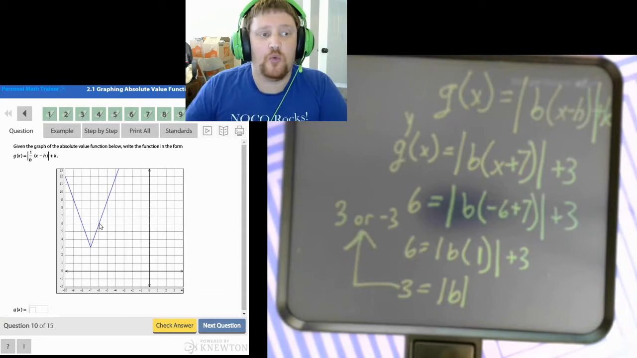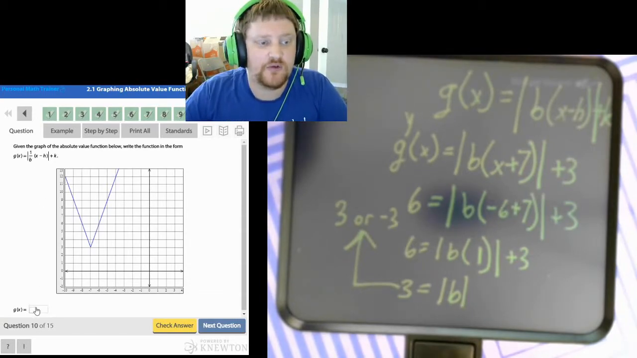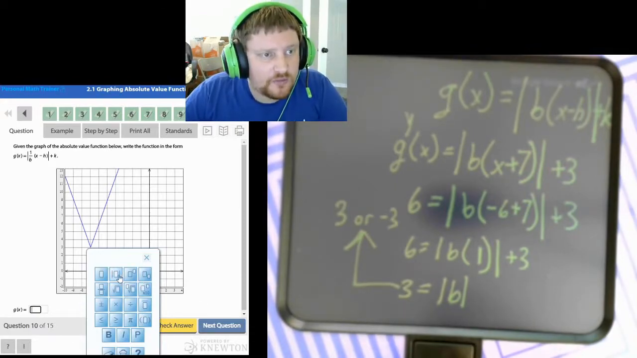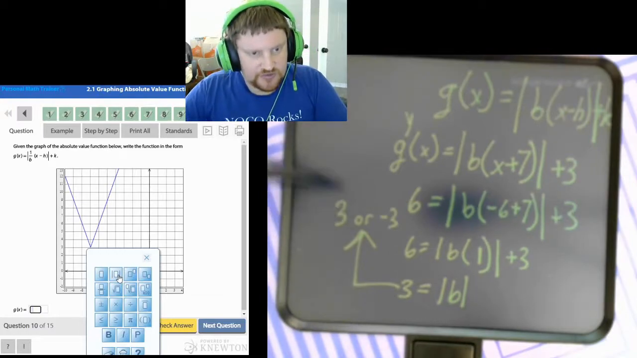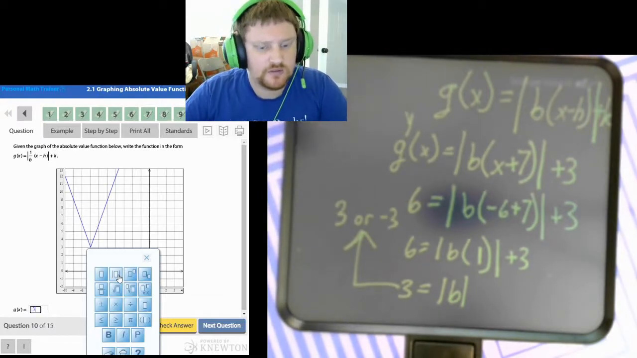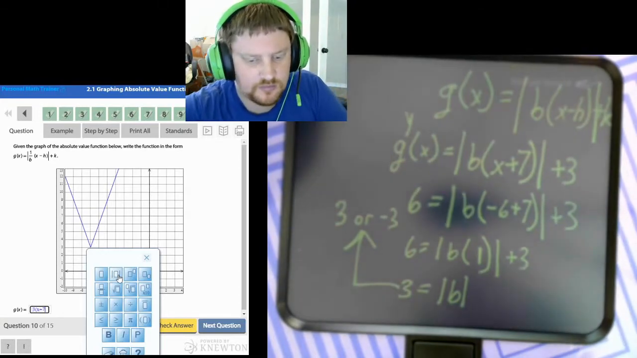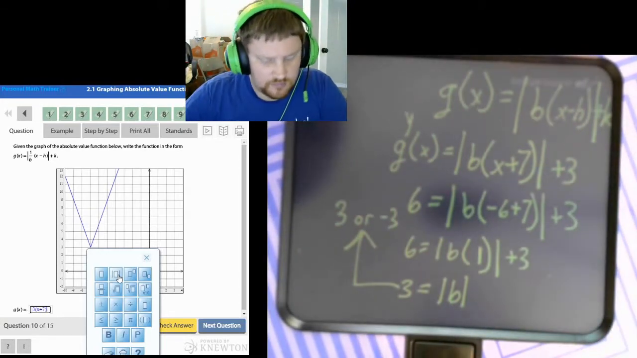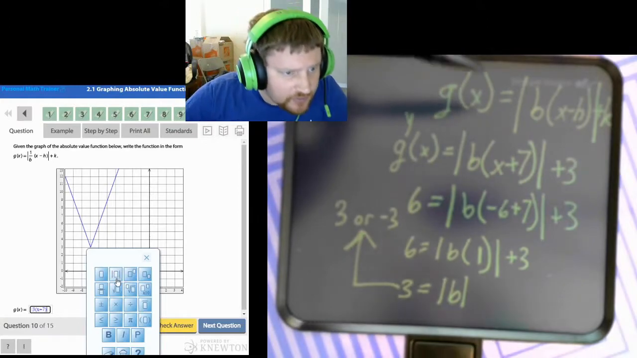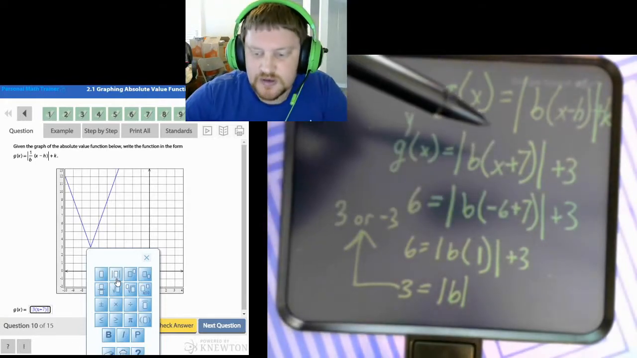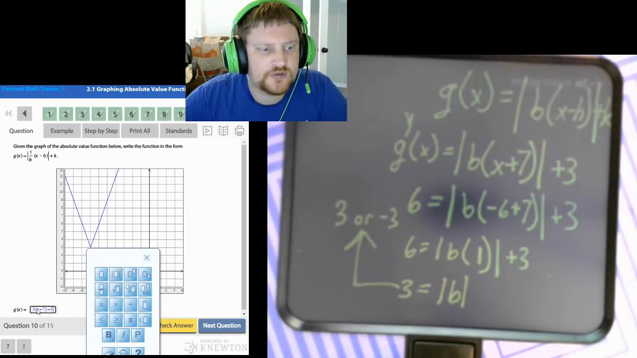However, it's irrelevant which. Since they don't have a negative sign out front, we're just going to say our b is 3, so absolute value of 3 times x plus 7, close our absolute value sign, and then our k was plus 3. So g of x equals the absolute value of 3 times x plus 7, close parenthesis, plus 3.